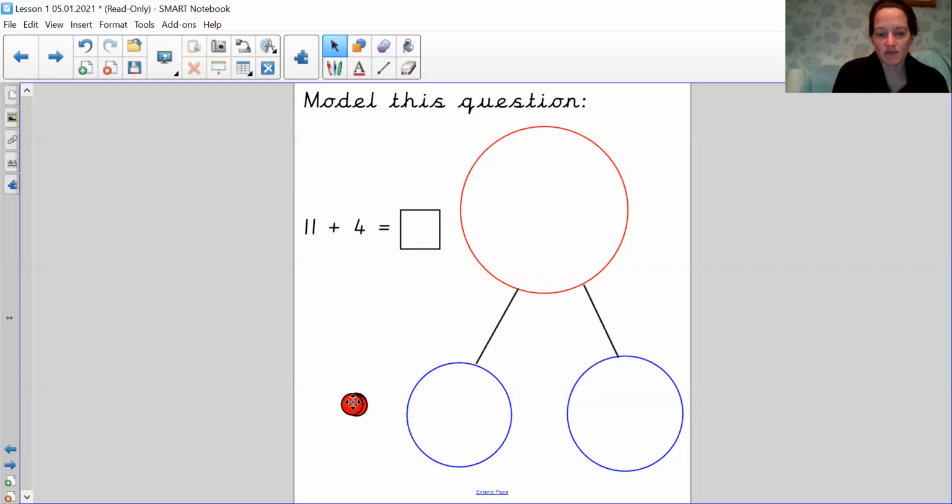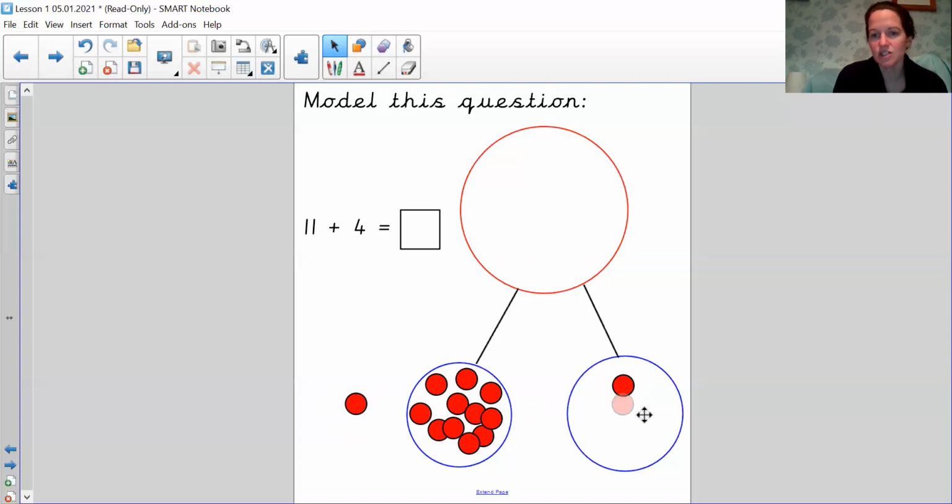So I'm going to use my counters. I'm going to put 11 counters in my first part. So let's count with me. 3, 4, 5, 6, 7, 8, 9, 10, 11. So I've got 11 in my first part. Now 4 counters: 1, 2, 3, 4. Well done.